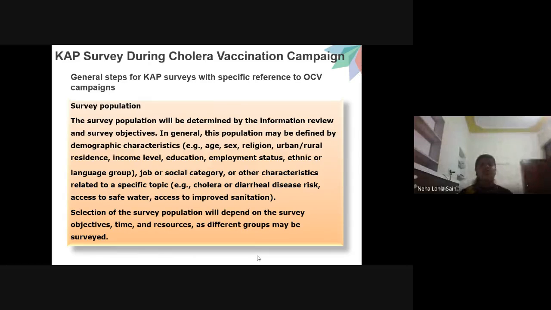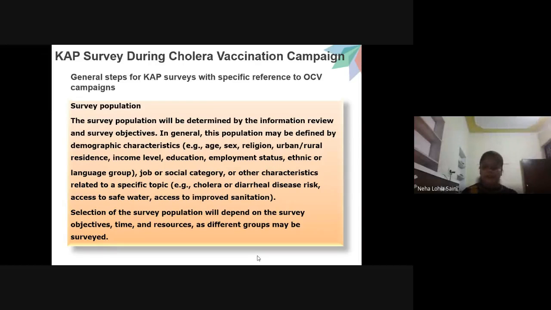Then selection of the survey population will depend on the survey objectives. What is your objective? To assess the knowledge, attitude, practices of safe water, hygiene, everything. So all questions related to those are important. Then time and resources. If you have more time, you can have a lengthy questionnaire. If you have more resources, you can still have a lengthy questionnaire. But if you have fewer resources and less time, then you have to focus and develop your questionnaire accordingly.